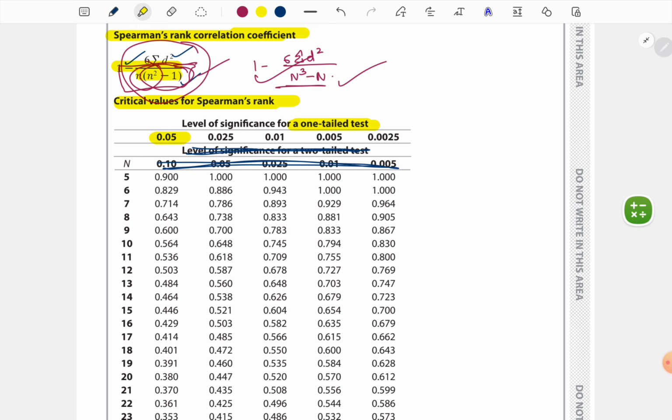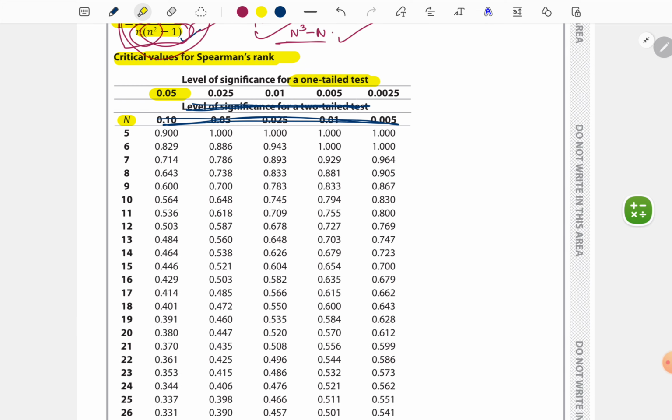Now what is your n? 10. We had noted for this sum our n was 10. So taking 0.05, going down the 0.05 column and horizontally taking 10 and coming to where these two intersect. This is the value which is significant, 0.564. And this value on the table is always applicable to both a positive and a negative coefficient.